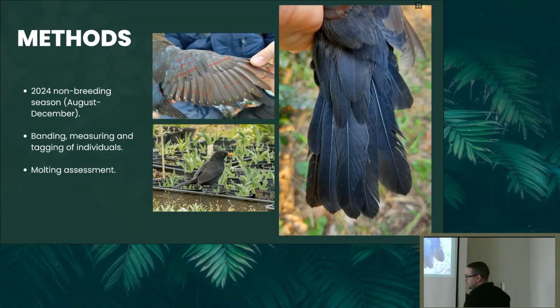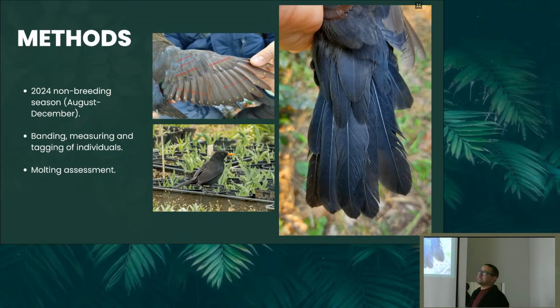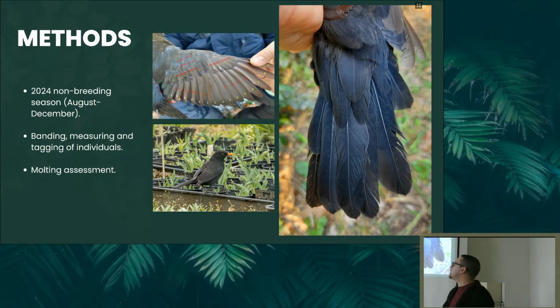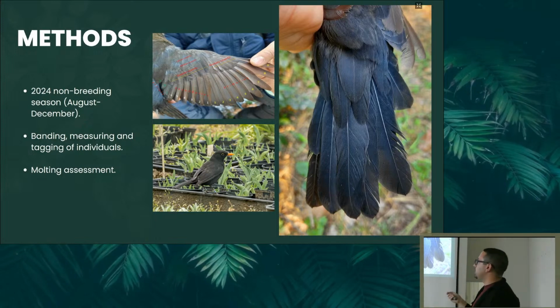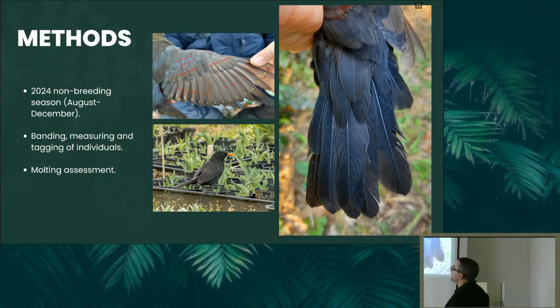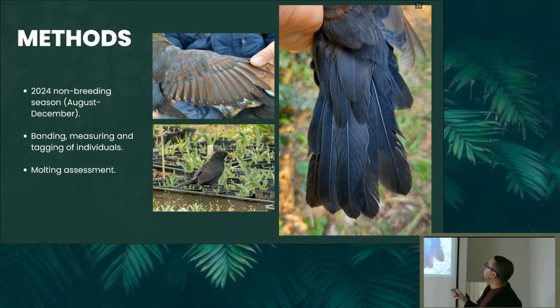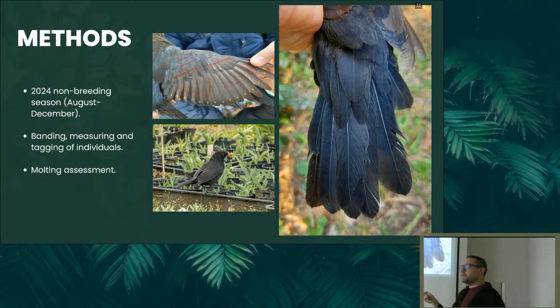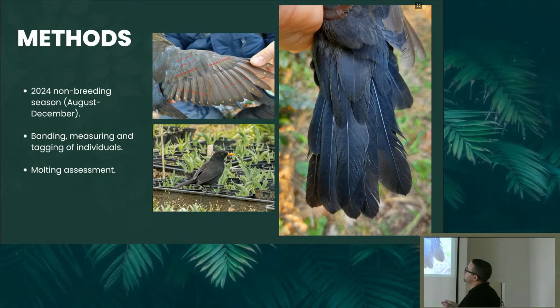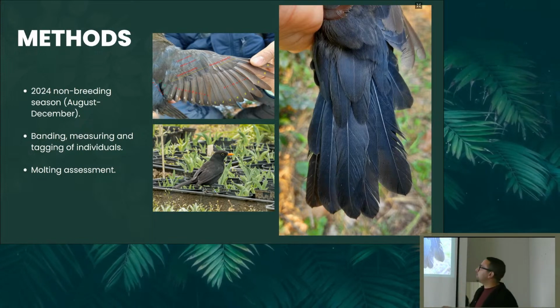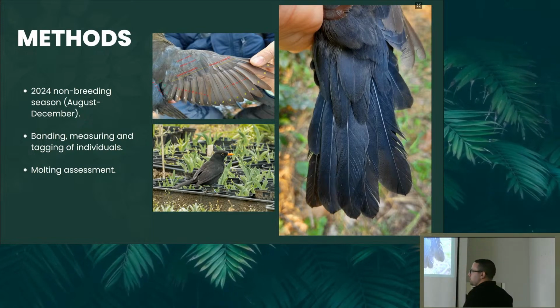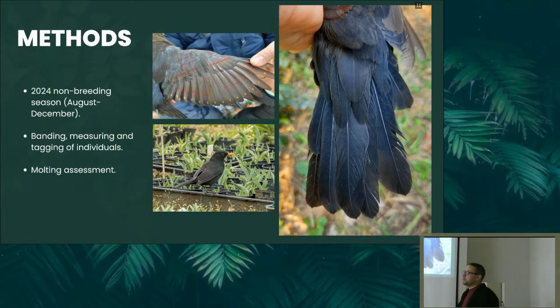And the way we did this was very similar, following the same protocol. We captured birds in the non-breeding season, from August to December last year. We capture them, we measure them, and now we also equip them with very high frequency radio transmitters. And what we did differently here is that we also assessed molting. At the time of capture, we wanted to see whether the blackbird was actively molting or not.